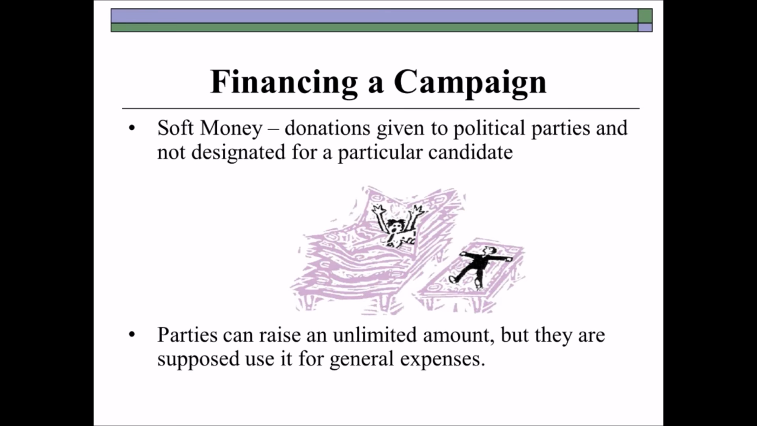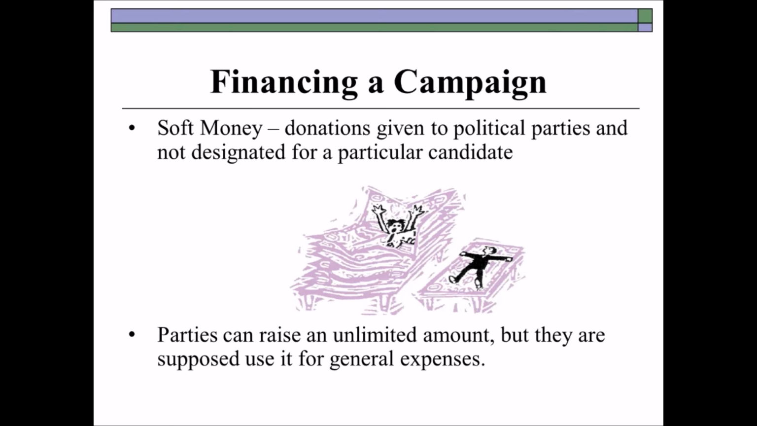All right, so we've talked about hard money. Now let's talk about soft money. Soft money is when someone donates dollar bills to a political party. Now, it's not designated. It's not going to go to any particular candidate, but basically the party raises that money and then spends it out.